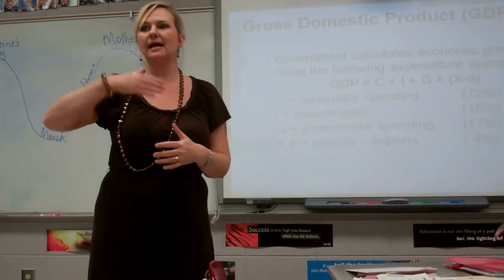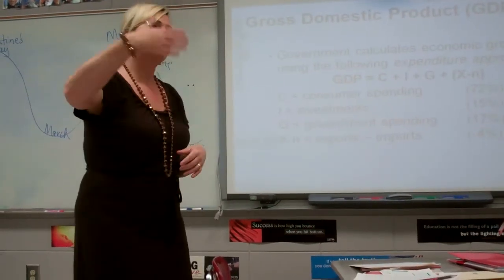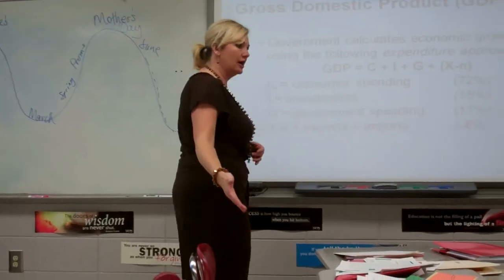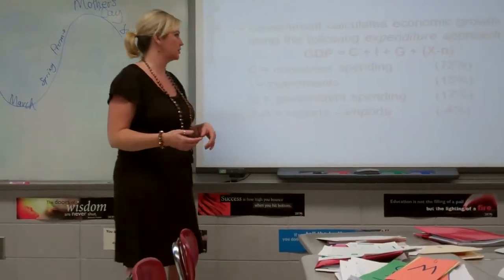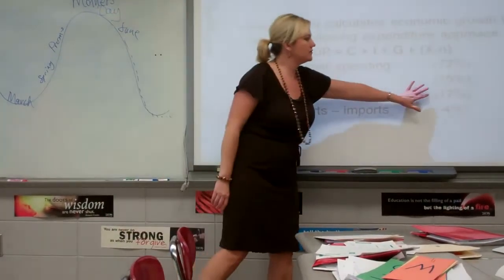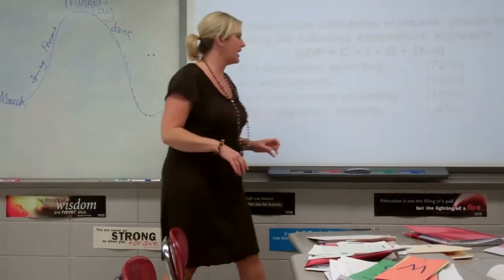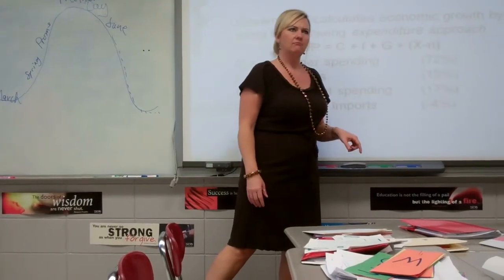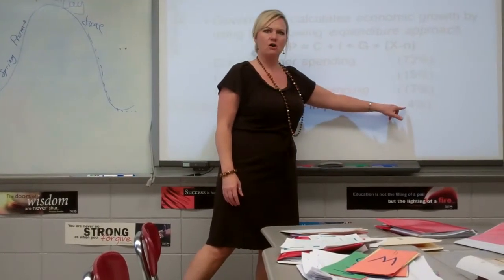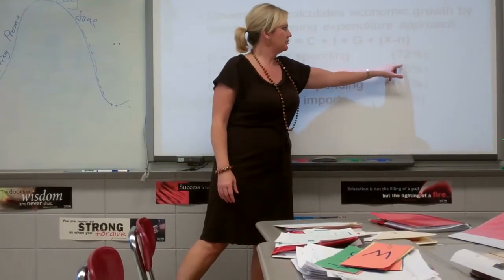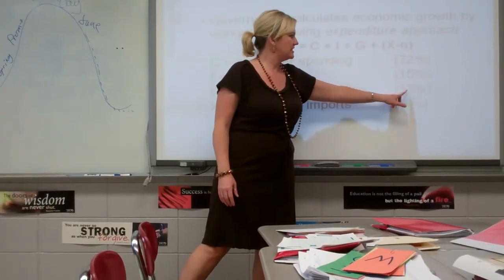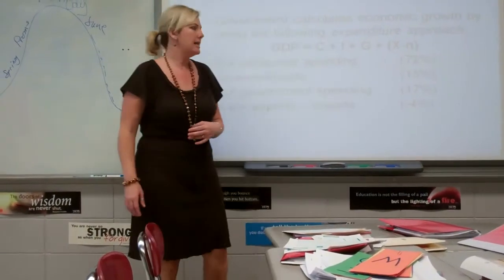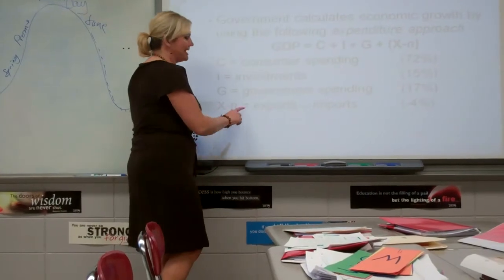Anytime the government steps out and spends money, that is an example of government spending through our tax dollars because that's how it works. That accounts for roughly 17%, and again, that can fluctuate. Now notice, this last one's the only one that's negative. Wow, negative would mean it's hurting us, right? 72%, 15%, 17%, -4.